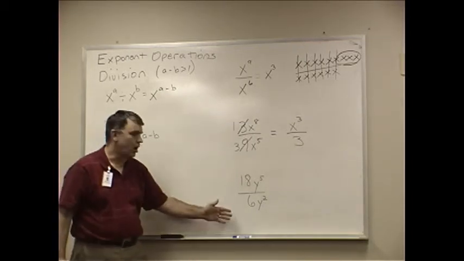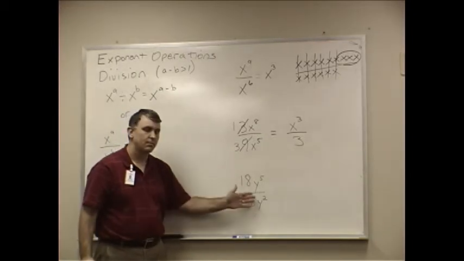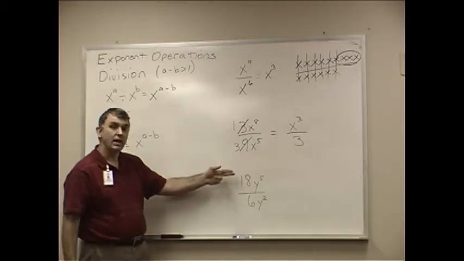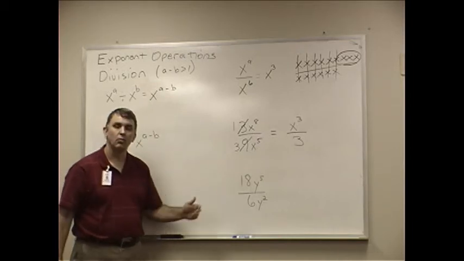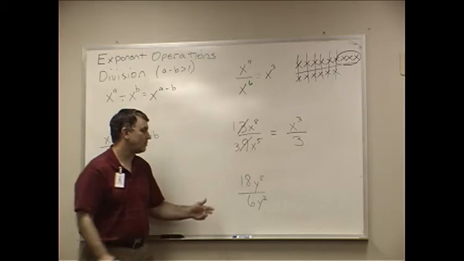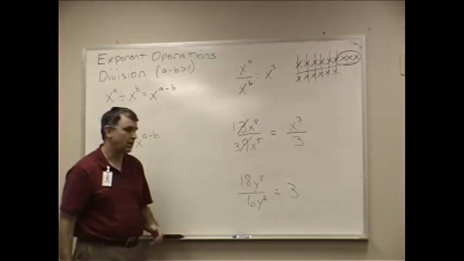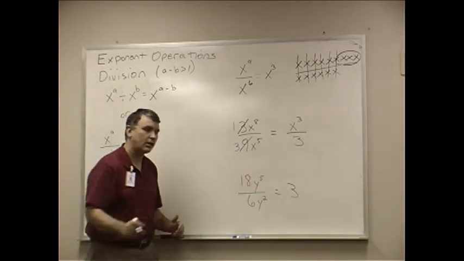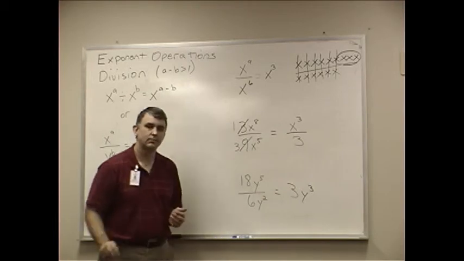For the last one, it actually works out a little easier. 18y to the 5th divided by 6y to the 2nd. We can divide 18 by 6. Again, these are normal numbers, so we're going to divide. 18 divided by 6 is 3. Y to the 5th divided by y to the 2nd. I subtract the exponents, and it's y to the 3rd.